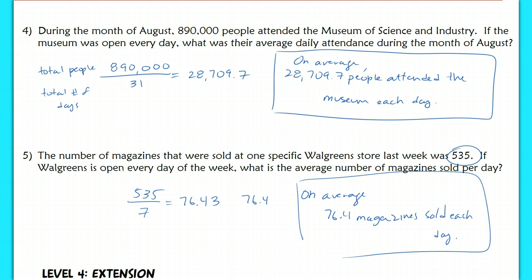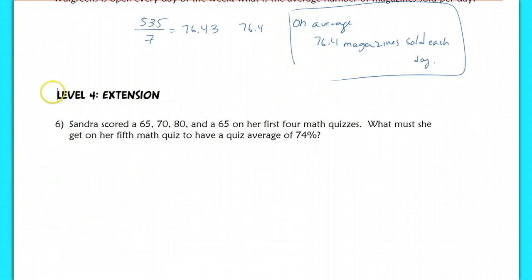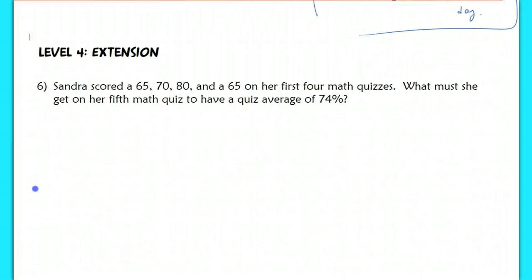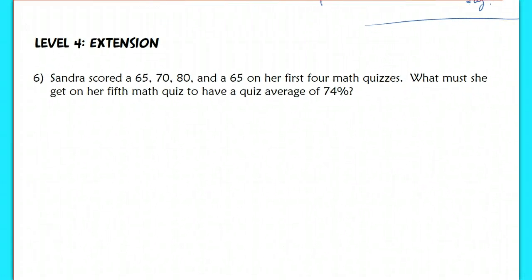Okay, now our extension skill is a little bit trickier, and we've actually done some of these already. This is where you're finding a missing value when you're given all of your data sets. So we have done some of these questions before, and you're going to see it a lot more and get more practice with this in PSD 302. So it says Sandra scored 65, 70, 80, and a 65 on 4 math quizzes. What must she get on her 5th math quiz to have a quiz average of 74%?